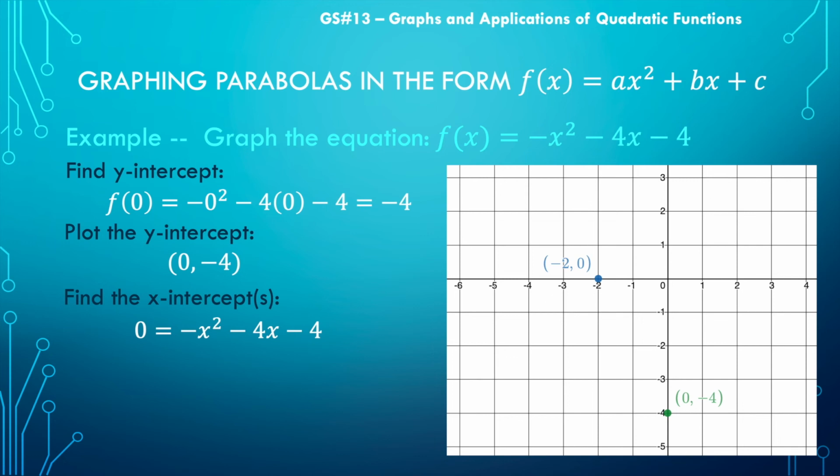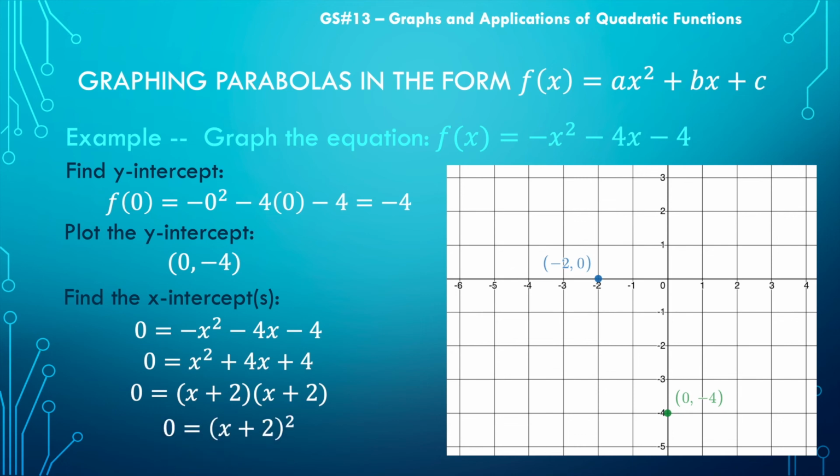0 is equal to negative x squared minus 4x minus 4. So I want to see if I can factor that, but I do not like factoring when my leading term is negative. So I'm going to multiply everything through by a negative 1. And that's going to make it 0 is equal to x squared plus 4x plus 4, which we know will factor to x plus 2 times x plus 2, or x plus 2 quantity squared. So that gives me x is equal to negative 2. Nothing more to add to my graph from that since I already have that as my vertex.